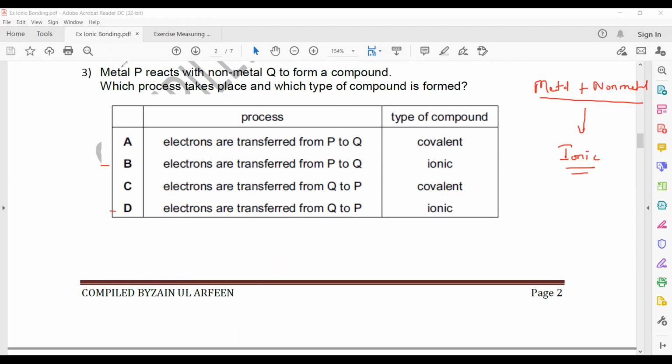And then what happens? The metal tends to lose electrons whereas the non-metal tends to gain electrons. So electrons are transferred from the metal to the non-metal, from P to Q. That's why B will be the right answer. As the electrons transfer from the metal to the non-metal, the metal will form a positive ion, whereas the non-metal will form a negative ion.